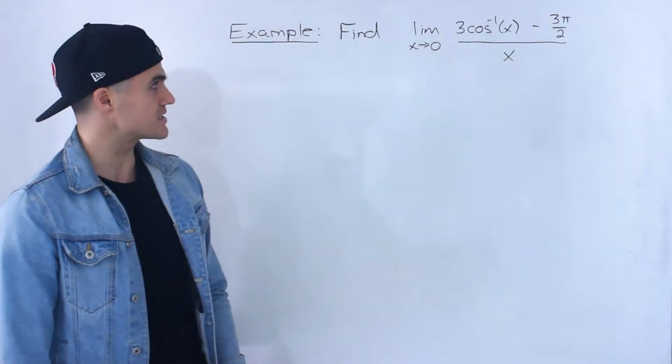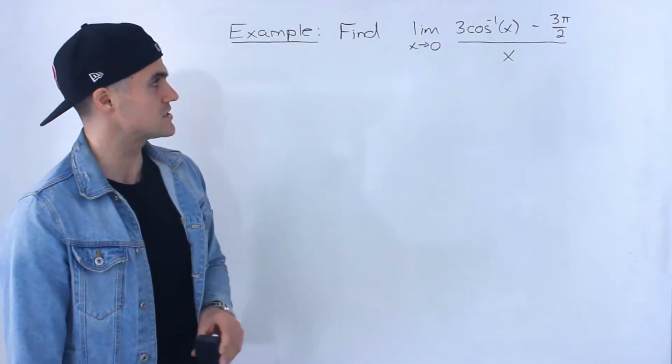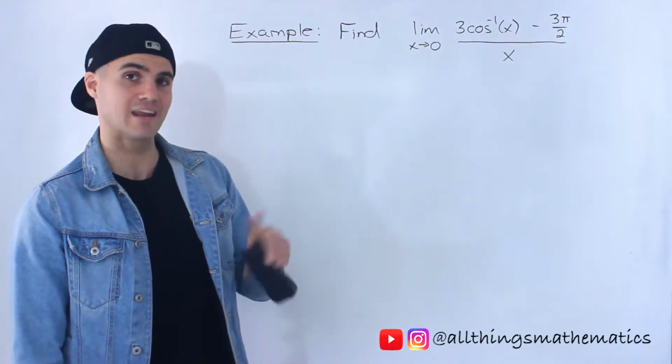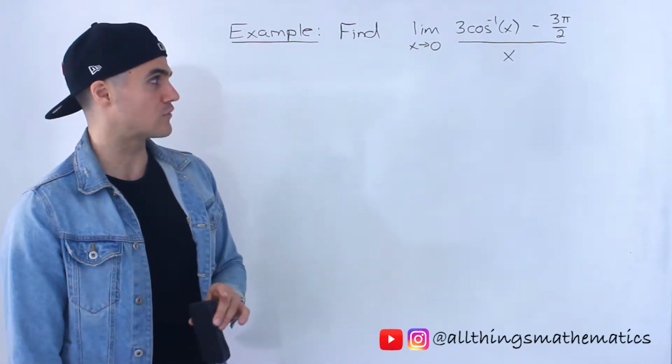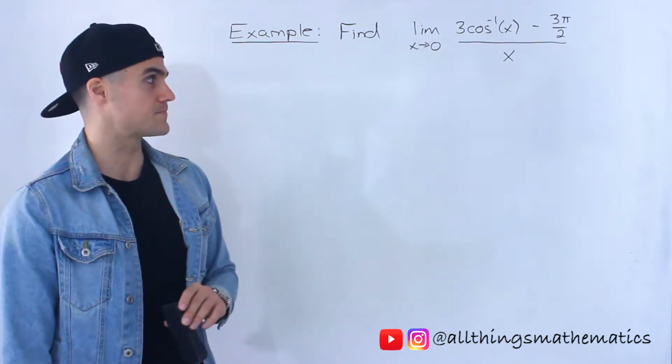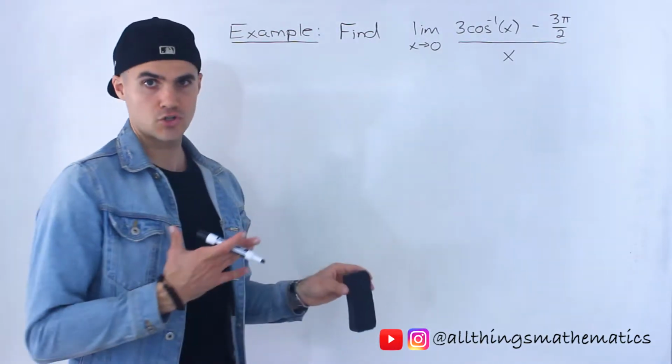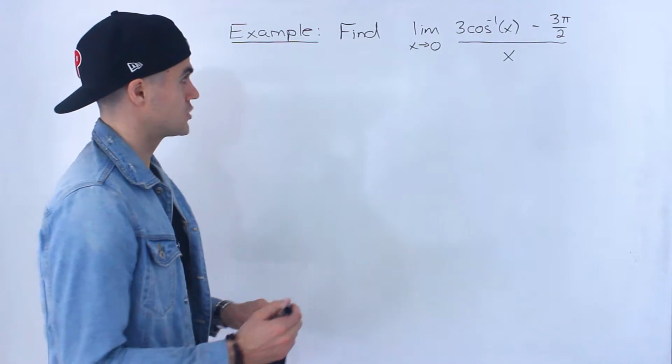Moving on to the next question. We got to find the limit as x approaches 0 of 3 times cos inverse x minus 3 pi over 2, all over x. So first thing you want to try with the limit, let's do a direct substitution.